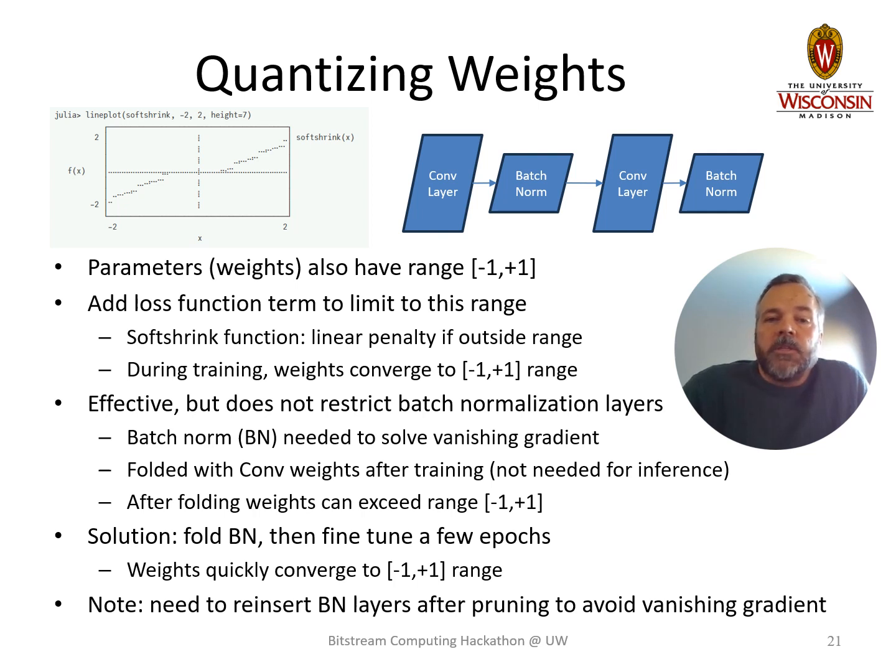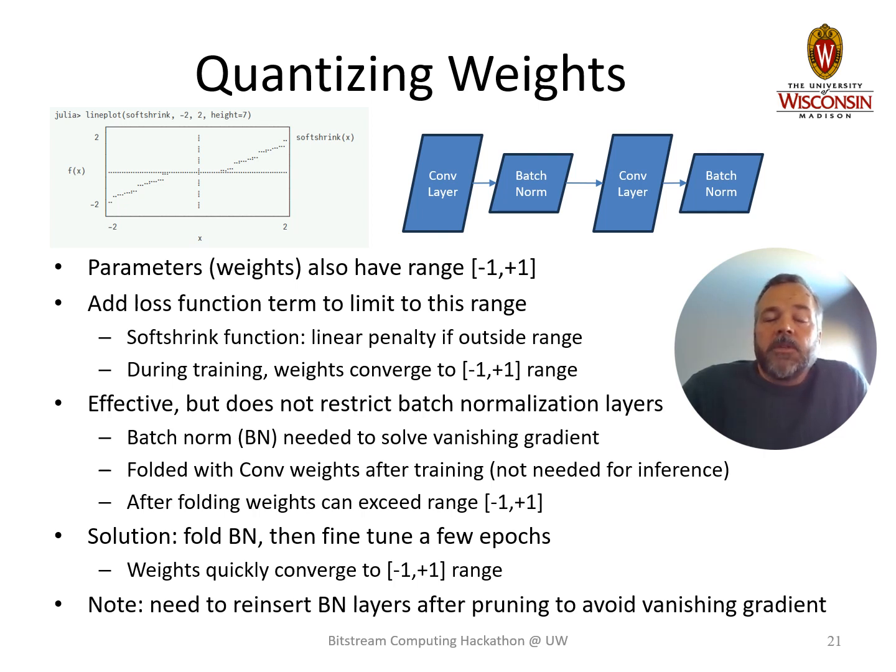That loss function term uses the soft shrink function plotted here on the top left, which applies no penalty as long as a weight value is in the allowable range of -1 to +1. But as soon as it falls outside of that range, it applies a linear penalty. When we apply this additional term to the loss function during training, we find that the weights converge very quickly into the allowable -1 to +1 range. So this works really well, except for one additional problem.